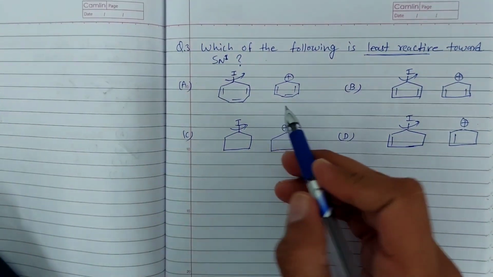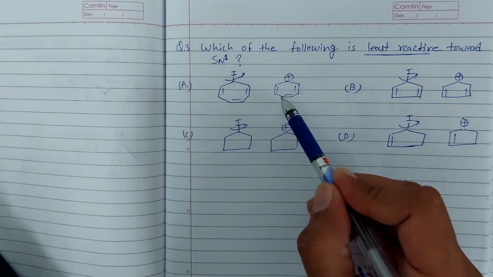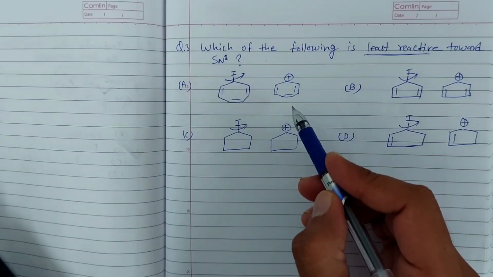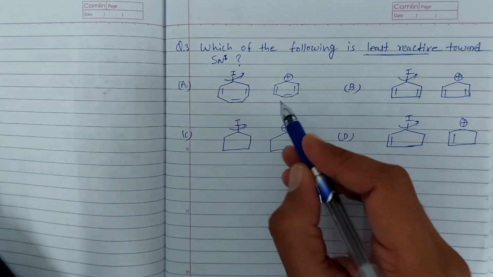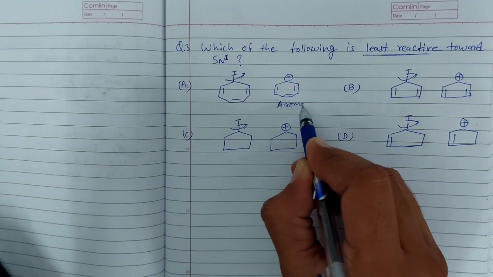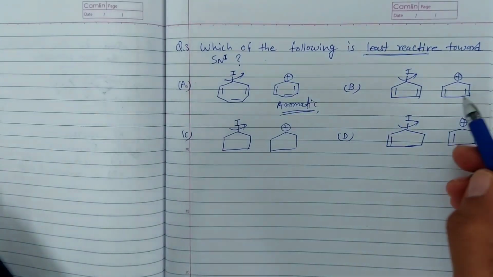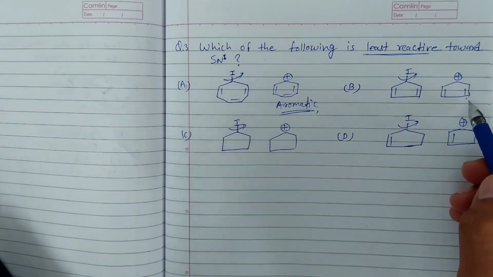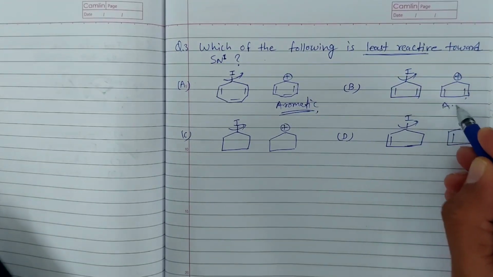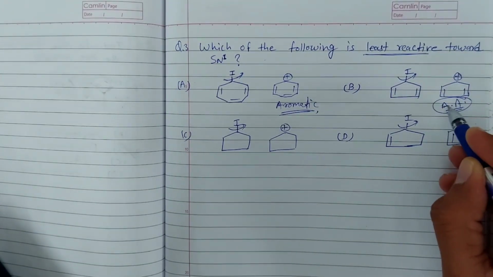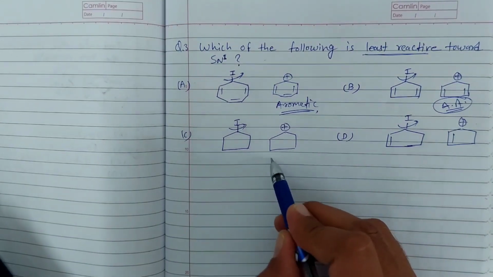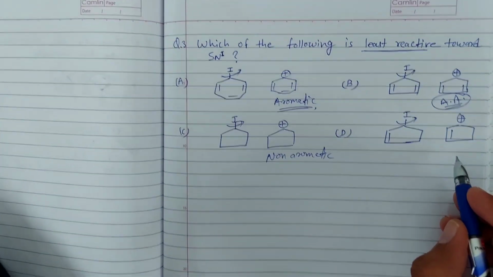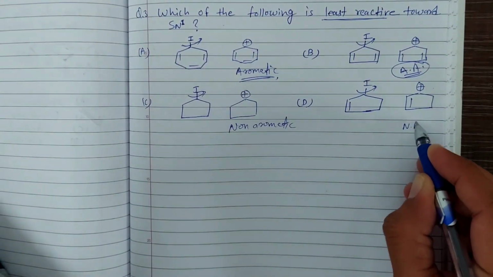So here we know the Huckel rule, that in this case there are 6 pi electrons, so it is following the Huckel rule, 4n plus 2, the value of n is 1, so it will be 6 pi electrons. This is an aromatic system. In this case there are 4 pi electrons, and it is not following the Huckel rule. It is anti-aromatic. This system is anti-aromatic, and in this case this system is non-aromatic, and in a similar case this system is also non-aromatic.